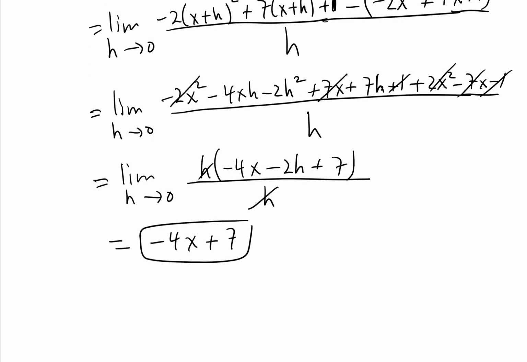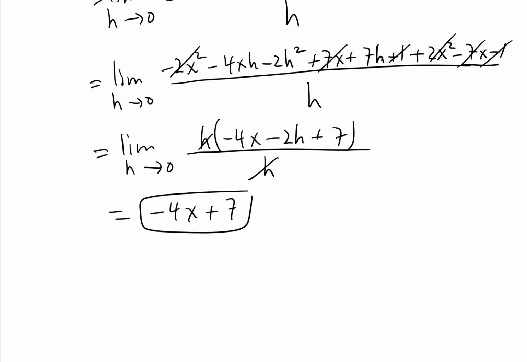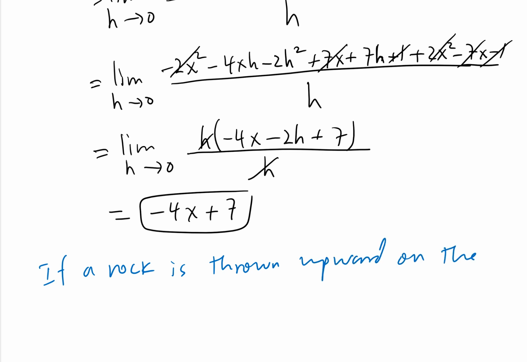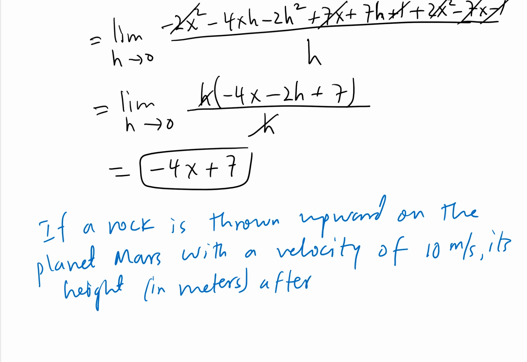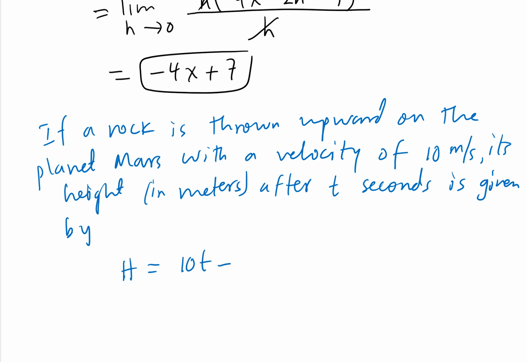So next, as an application to derivatives, if a rock is thrown upward on the planet Mars with a velocity of 10 meters per second, its height in meters after t seconds is given by h equals 10t minus 1.86t squared. Let's call it a function in t.